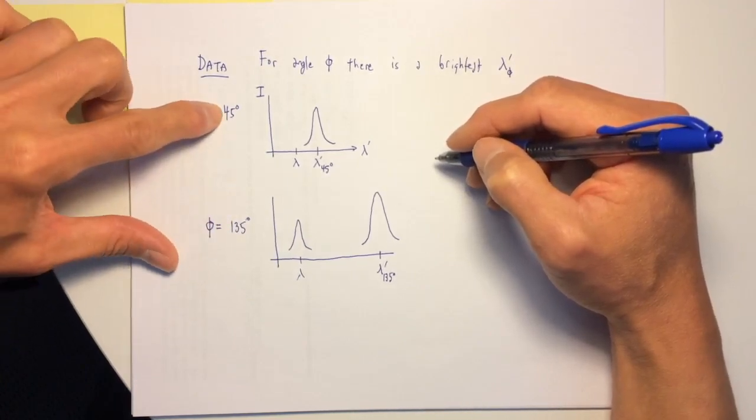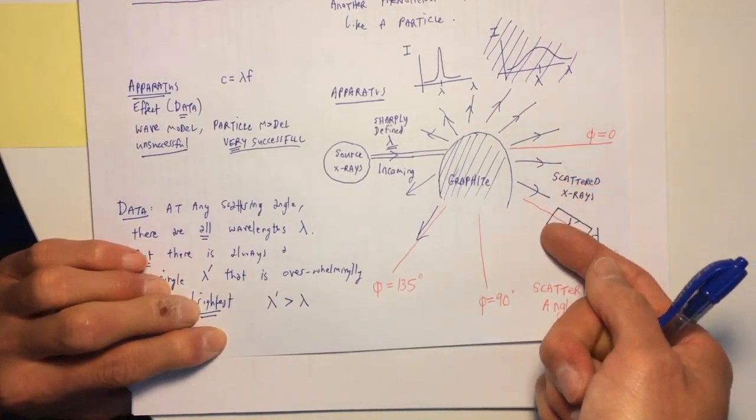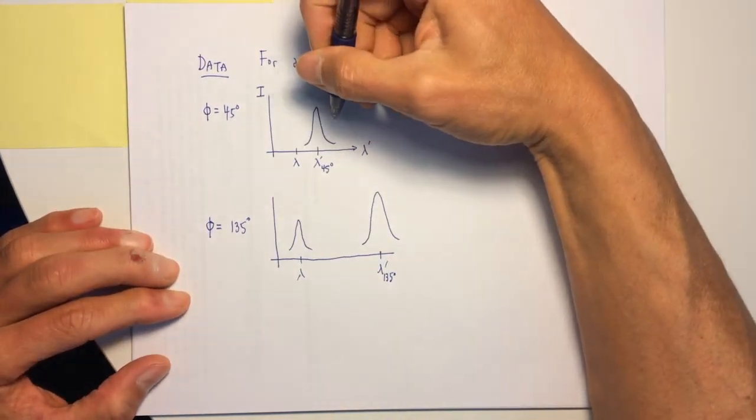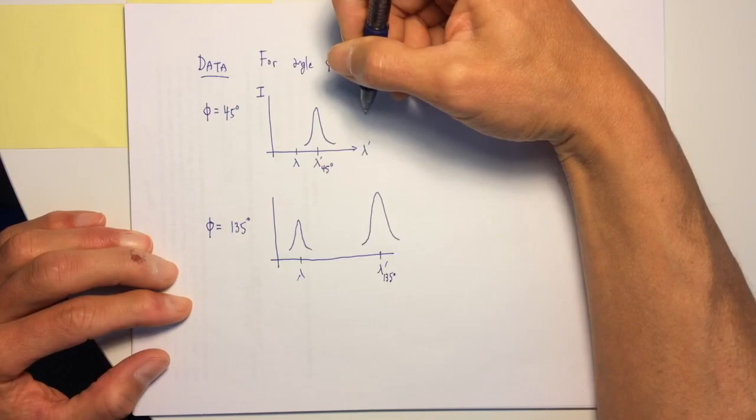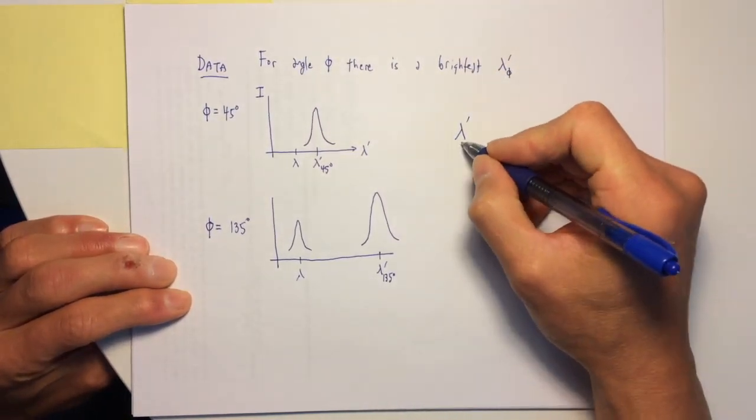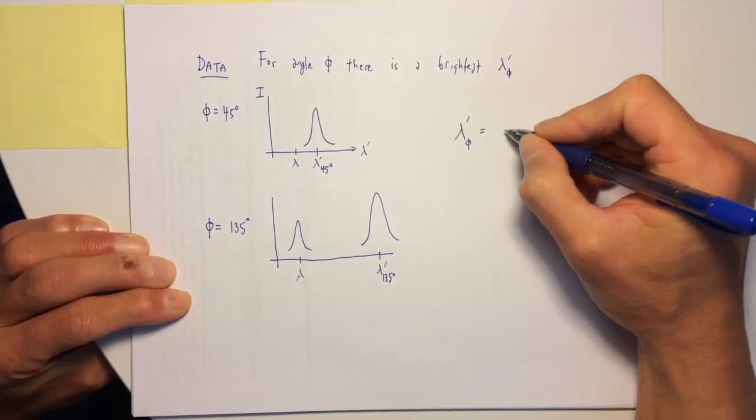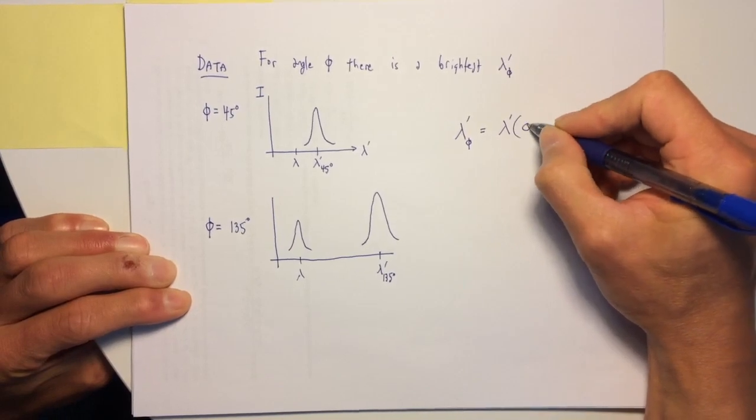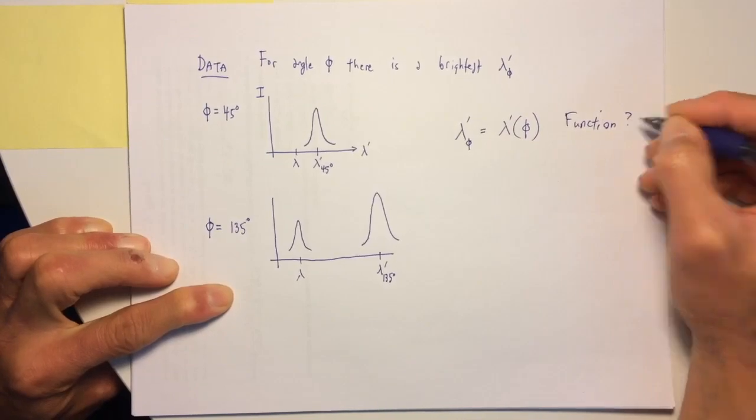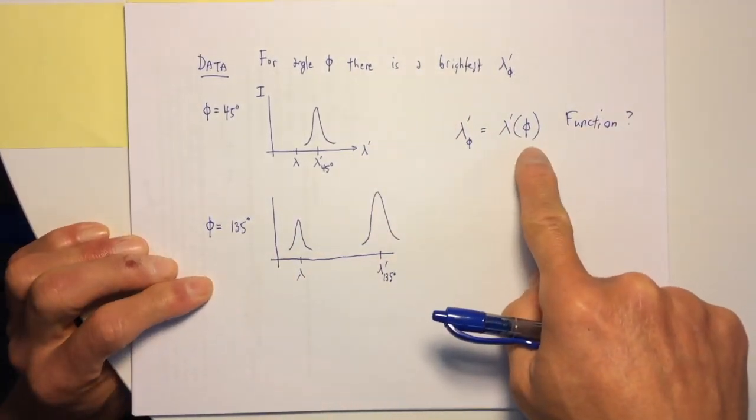But it's a smooth transition as you imagine taking data smoothly at different angles. What you see is this peak smoothly slide over. And the question is lambda prime, the brightest lambda for a given angle, right? We want to know what this function looks like. You can take data and the function's going to have a certain shape.